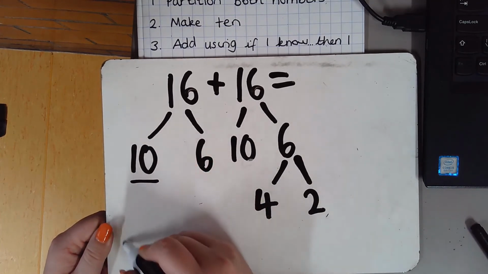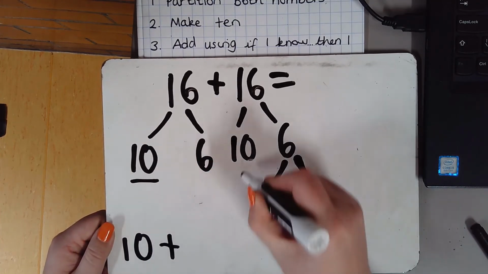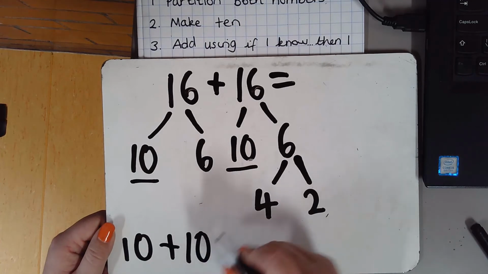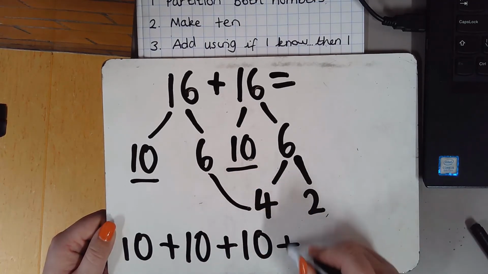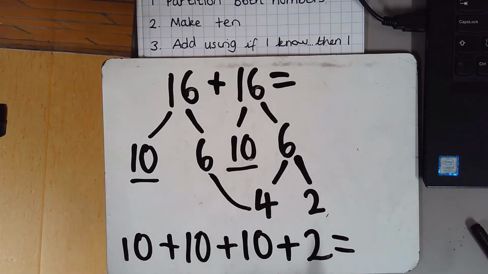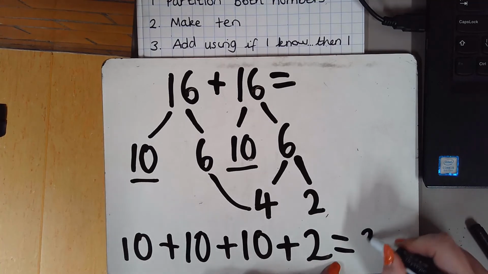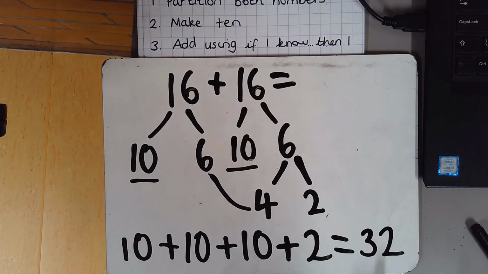10, add 10, add my make 10, add 2. If I know, then I know. If I know that 1 add 1 add 1 equals 3, then I know that 10 add 10 add 10 equals 30. And 30 add 2 is 32. Done.